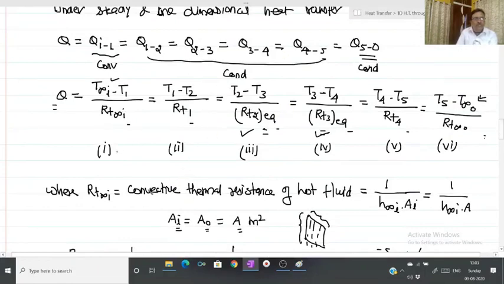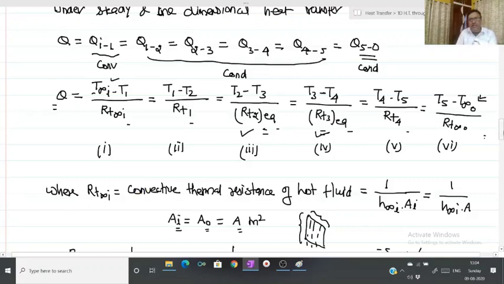Kindly refer to equations 1, 2, 3, 4, 5 and 6. My aim is to calculate T1. If I use equation 1, the value of Q is known to me, T infinity I is known to me, RT infinity I value is known to me. So the only unknown is T1. Recalling equation 1 is going to help me to calculate the value of T1.